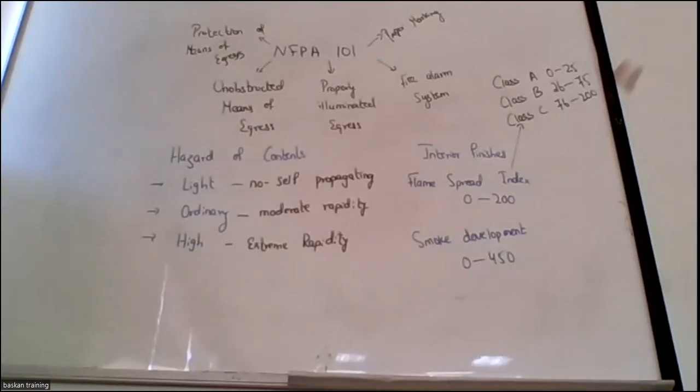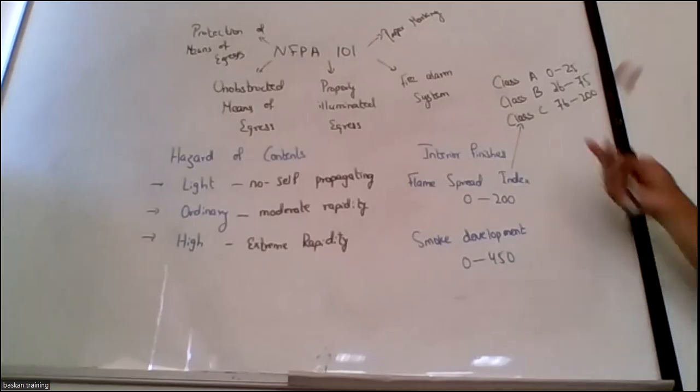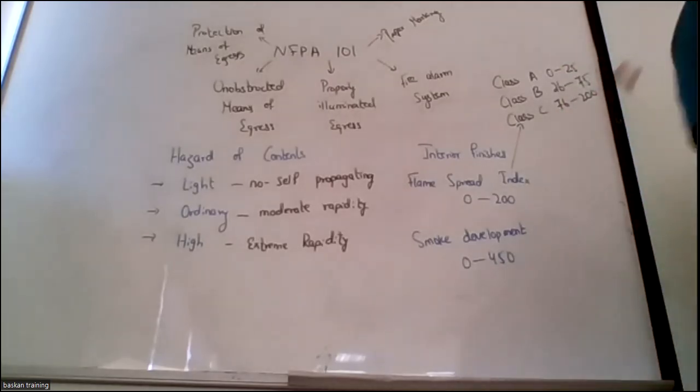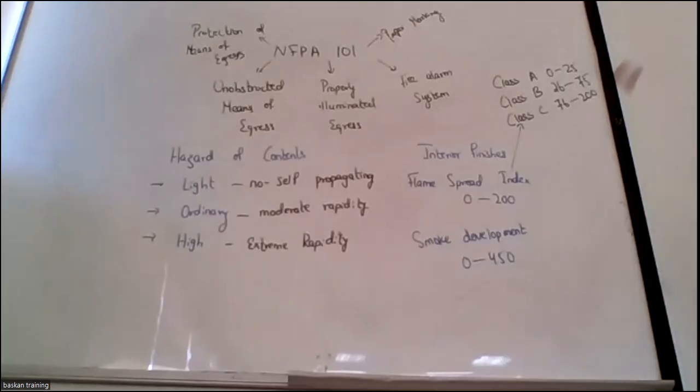It's an index, a scale, meaning the flame spread over the surface area. So class A means a very good flame resistant material. B means a little bit less. C is much less. So it's an index, a scaling. So class A, B materials.